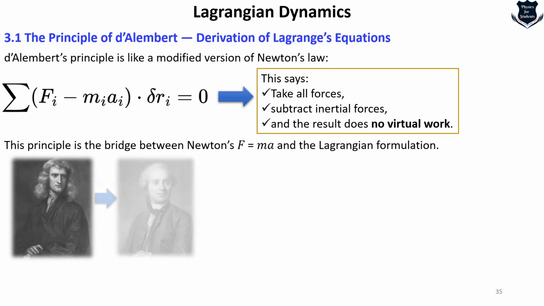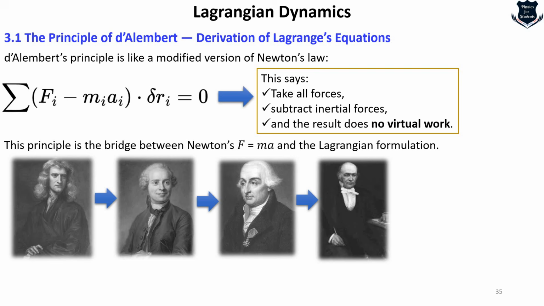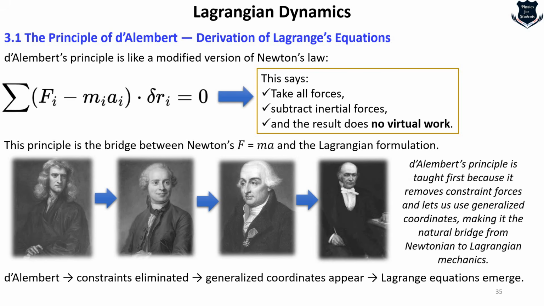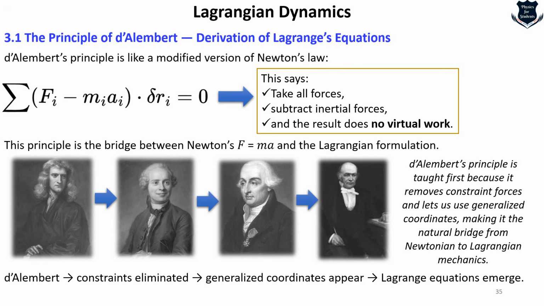So from Newton we move to D'Alembert, then we move to Lagrange, and finally we end up at Hamiltonian. So D'Alembert, then we go to the constraints eliminated, the generalized coordinates, and the Lagrange equations emerge. If you talk of the D'Alembert principle, which is right here as I can show you, it tells you to take all the real forces on a system, subtract the inertial force, mass times acceleration, and the result does no virtual work.